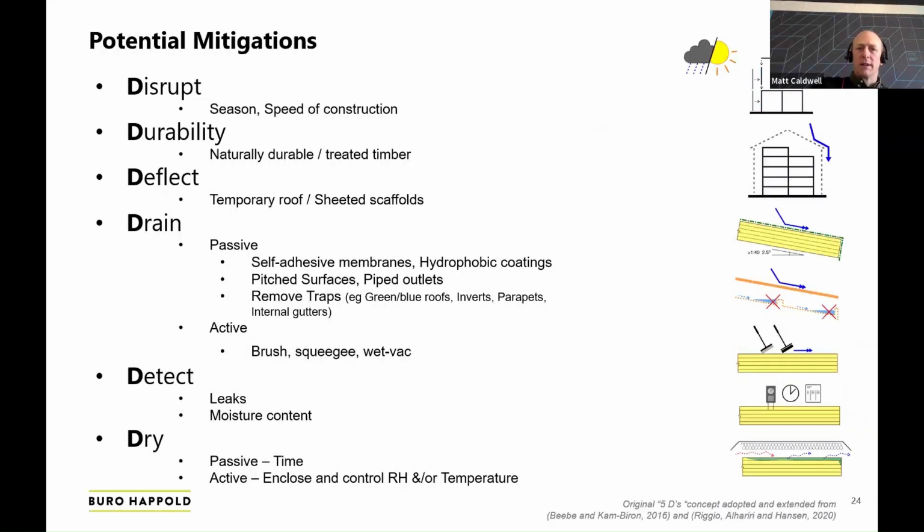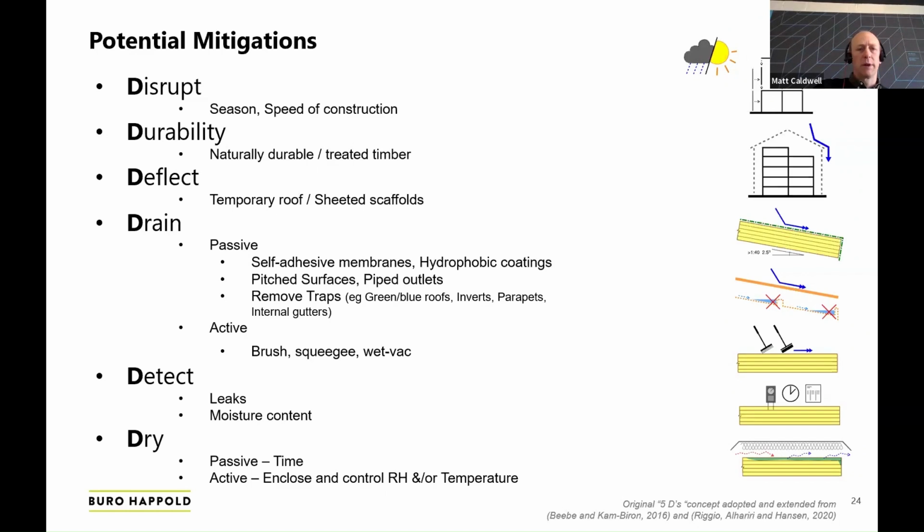And another way to think about it is to think about the 6 Ds that I've got here. So I've taken the 5 Ds of moisture management, which is proposed by Beebe and Cam Byron, and the references are at the bottom there. I've extended it and adjusted it to suit our situation. But running down the list, it's really just tracking the gravity path of moisture or rain landing on your structure. So can you disrupt that?